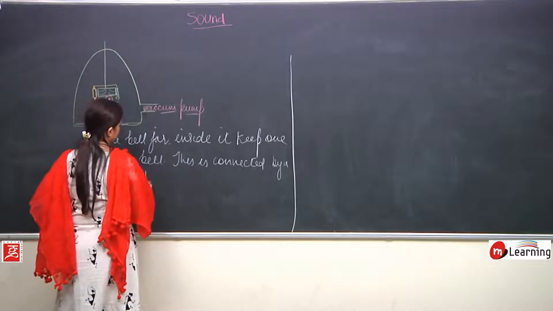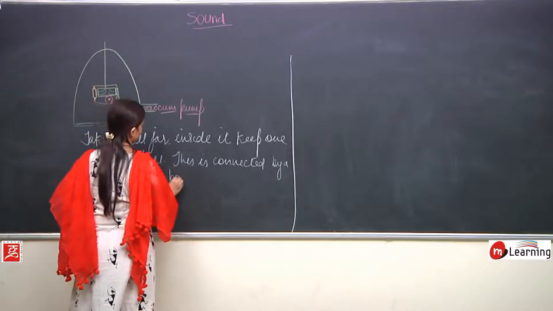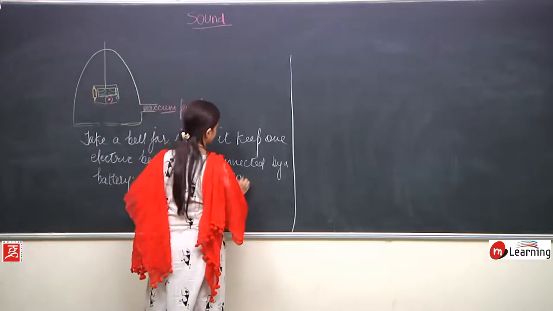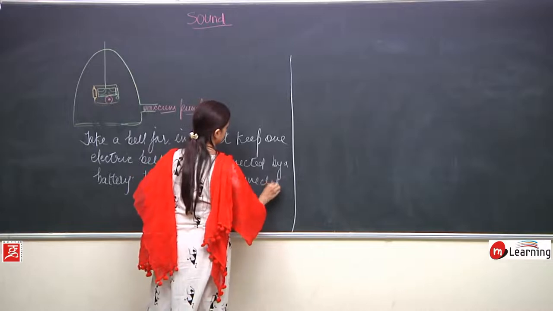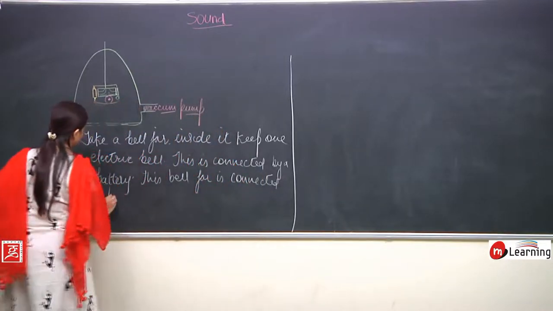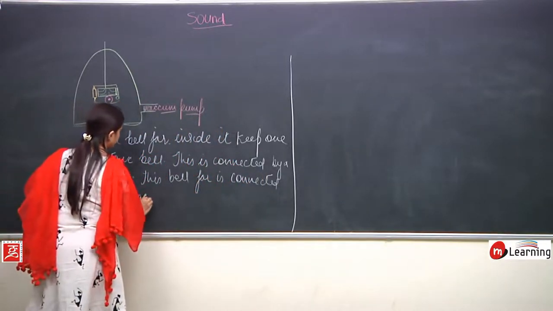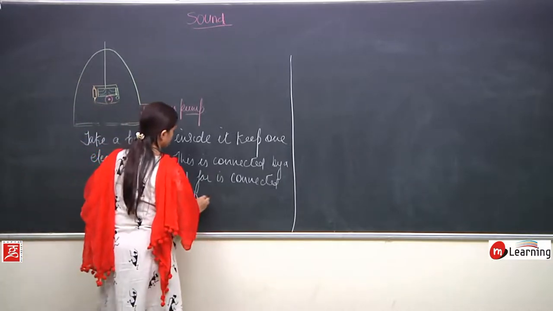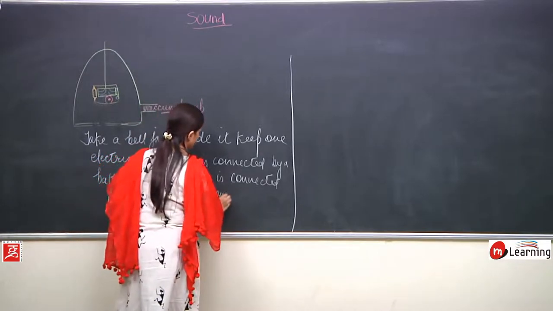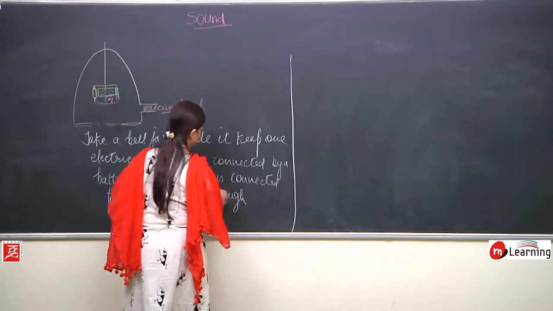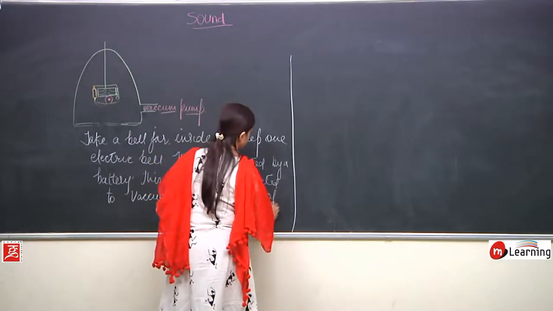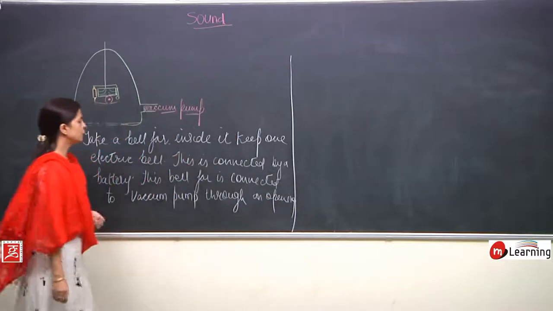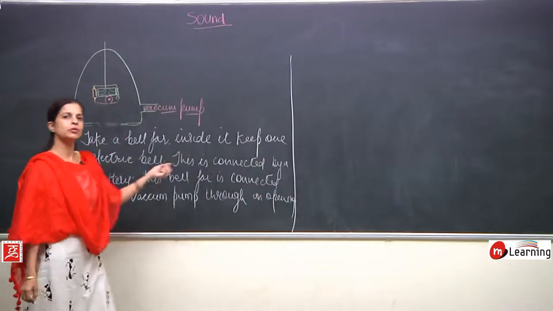Now this bell jar is connected to a vacuum pump through an opening. Okay, it is connected to the vacuum pump through an opening.